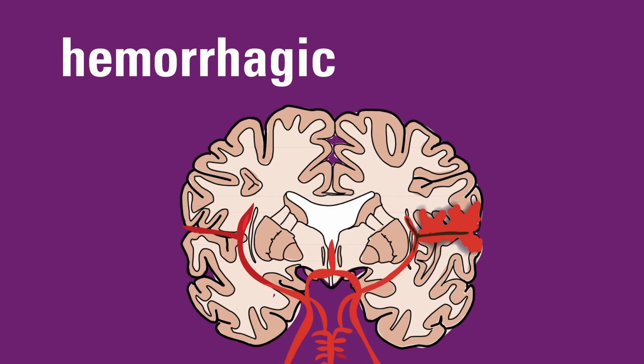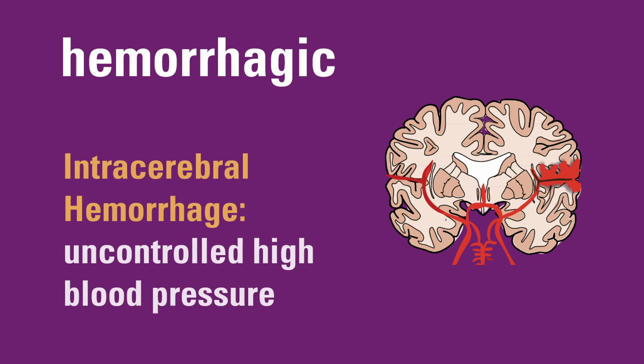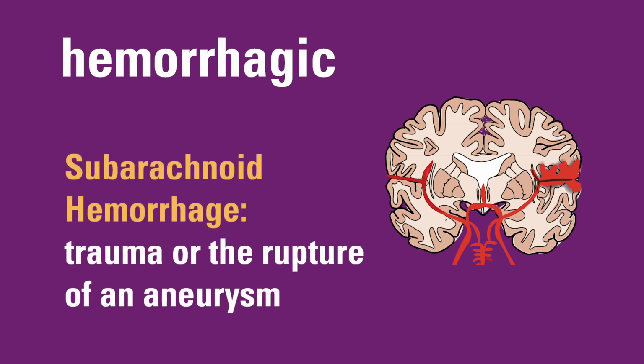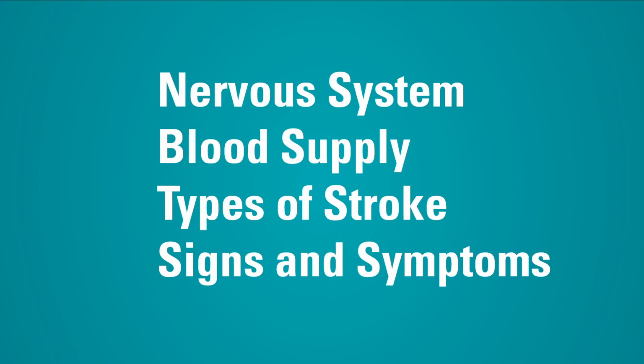A hemorrhagic stroke occurs when a blood vessel breaks, causing bleeding either within the brain, intracerebral hemorrhage, or around the brain, a subarachnoid hemorrhage. Intracerebral hemorrhage is often related to uncontrolled high blood pressure or hypertension, a blood clotting disorder, or an abnormality of a blood vessel that supplies the brain with oxygen and nutrients. A subarachnoid hemorrhage is most commonly caused by trauma or the rupture of an aneurysm, a weakening of a blood vessel wall. We've discussed the nervous system, how a stroke occurs, and why we should act fast.